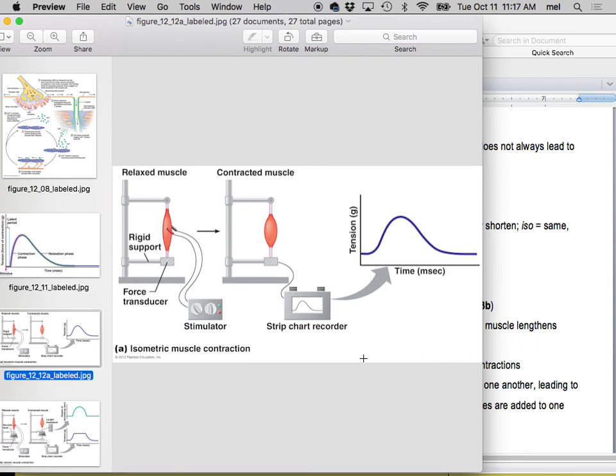Do they still use ATP? Yeah, they still use ATP, right? You don't need to generate as much force, as much tension, because you're not trying to overcome the load, but they still use ATP. So that's an isometric contraction.